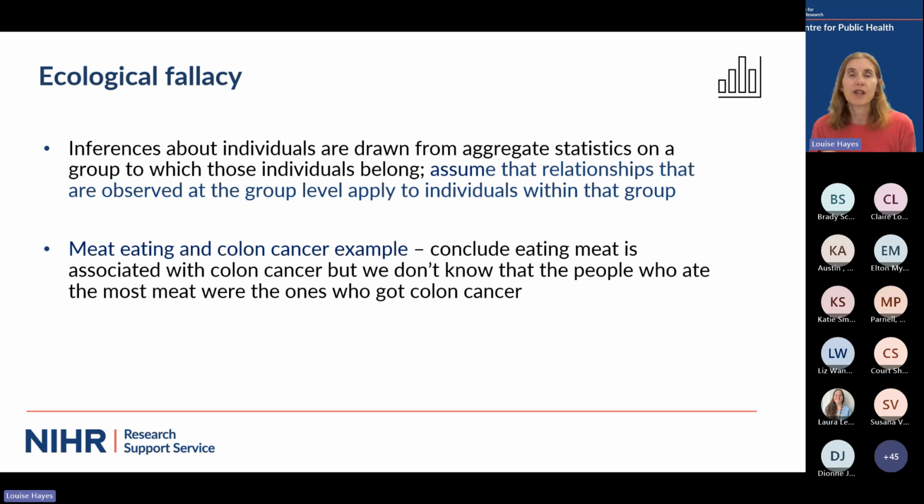And so if we think about that example I just showed, we're concluding that meat eating is associated with colon cancer, but what we don't actually know from looking at that graph is whether the people that ate the meat, or who ate the most meat, were the ones that got colon cancer. And that's called ecological fallacy. So that's just something to be aware of with that type of design. But it can be really useful, and you can often make use of existing data that's been collected and is available to look at those relationships at that population level.